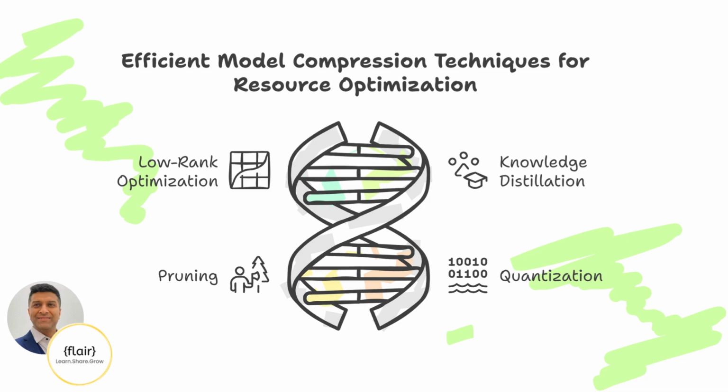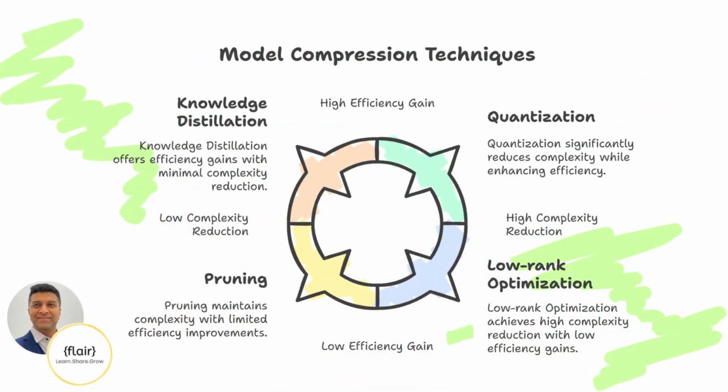Knowledge distillation. This technique involves transferring knowledge from a large, complex model, the teacher, to a smaller, faster model, the student, which can achieve similar performance with fewer parameters. Pruning. This removes less important parts of the model, making it smaller and quicker. Quantization. This reduces the precision of the model's numbers, using 8-bit integers instead of 32-bit floats, for example, saving memory and speeding up computation.